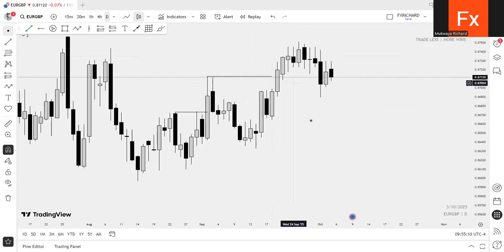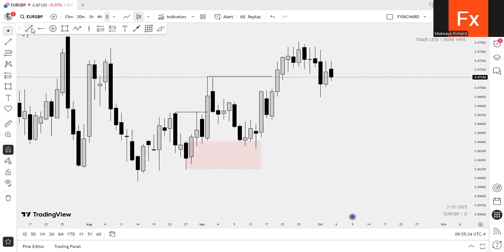After sweeping these highs, what do you see? Where is this originating from? We can see that this high is originating from here, this order block down here. It's originating from there. So if it's originating from there, what are we going to do next?